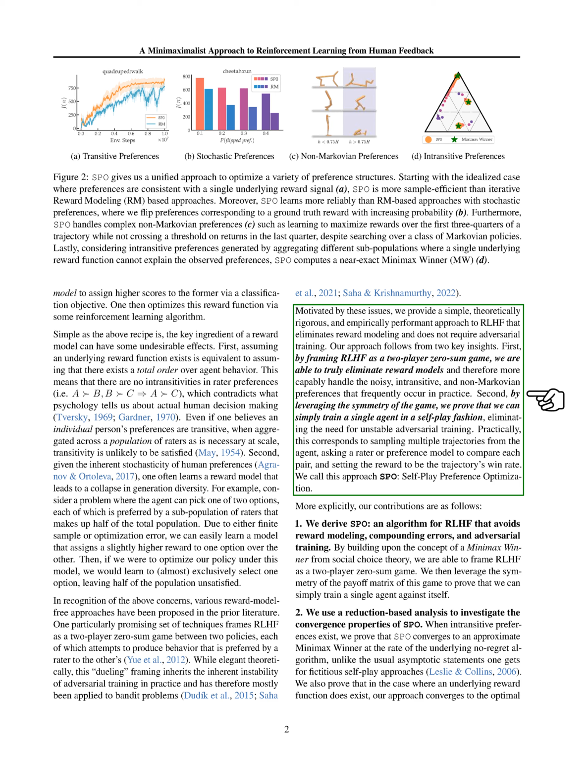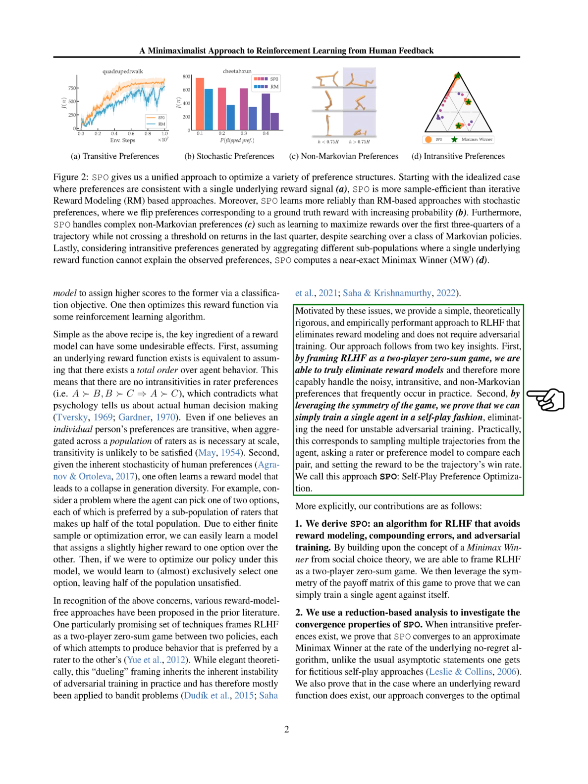Our approach is based on two key insights. First, by framing RLHF as a two-player zero-sum game, we can completely eliminate reward models and better handle the noisy, inconsistent, and non-Markovian preferences that often occur in practice. Second, by taking advantage of the game's symmetry, we prove that we can train a single agent in a self-play fashion, eliminating the need for unstable adversarial training.